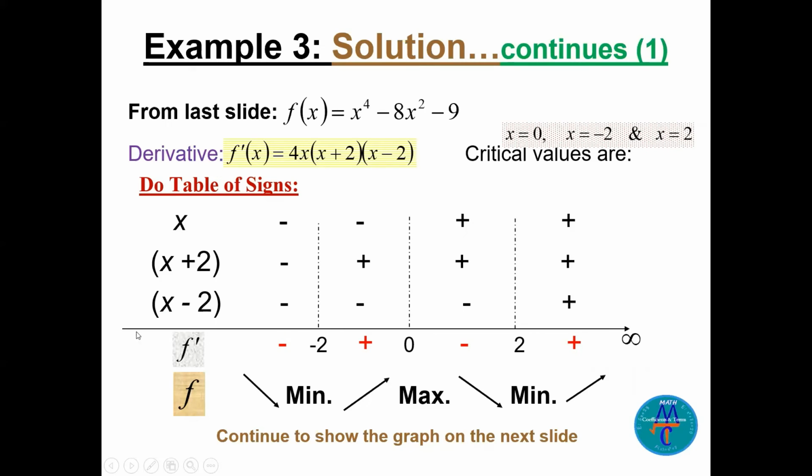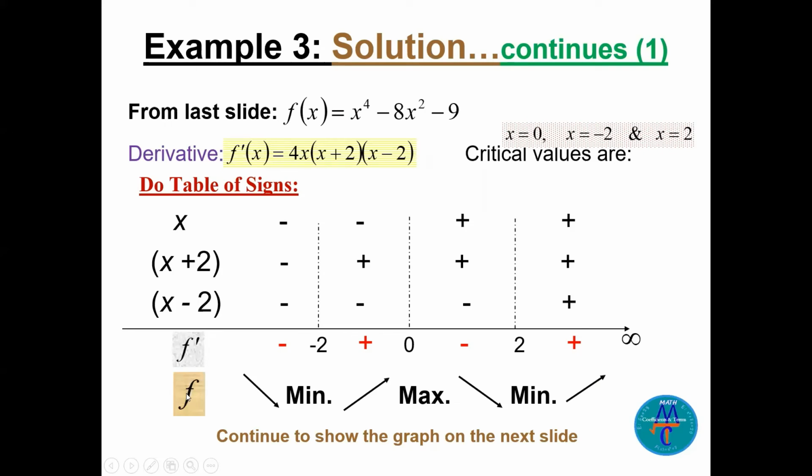Take a number between minus infinity and -2, replace it in x, and you will get minus, minus, minus. Between -2 and 0, take a number, let's say -1. It will be minus, plus, minus. Between 0 and 2, you can take 1. And between 2 and infinity, you can take any number you like, 7 or 15 or 50 or 100. So remember, this is f prime negative, positive, negative, positive.